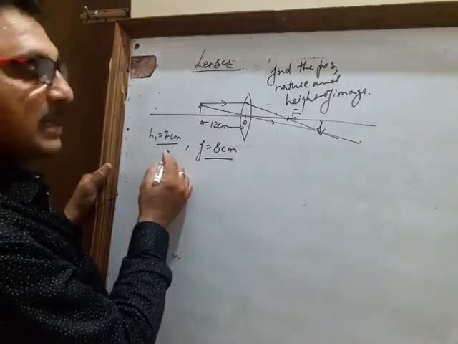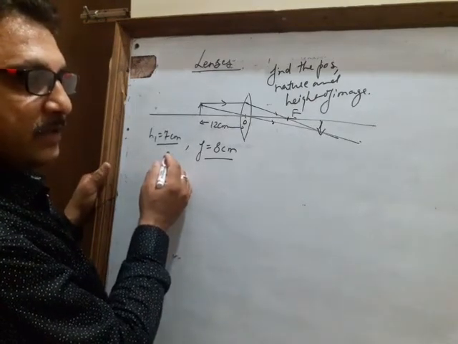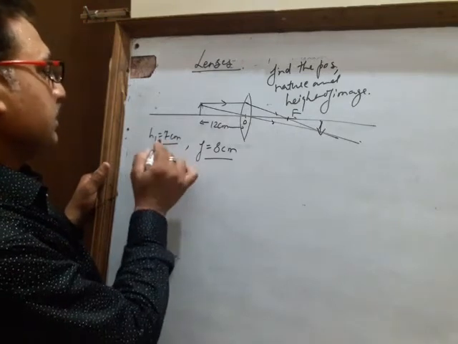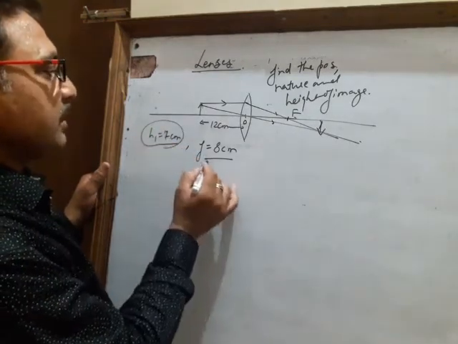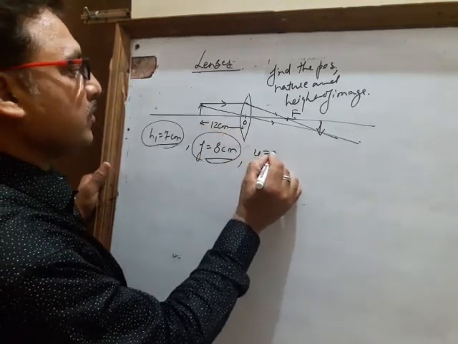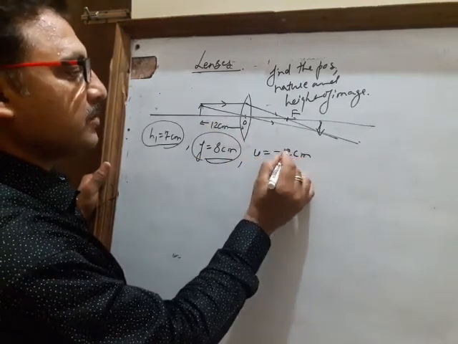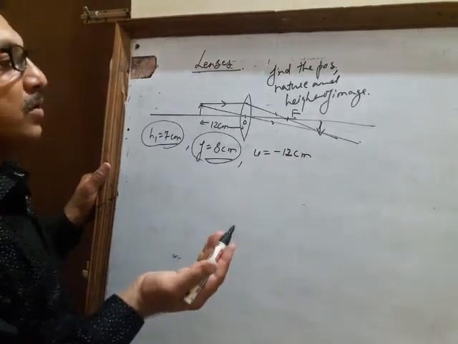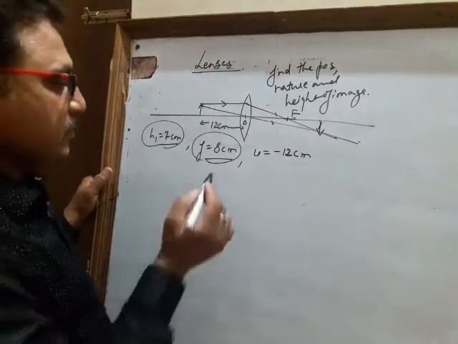So what is the data given? What is the input given? As I told you in my last video also, h1 is 7 centimeter, f is 8, and this object distance u is always negative, this is minus 12. So first of all you can find the position of the image.